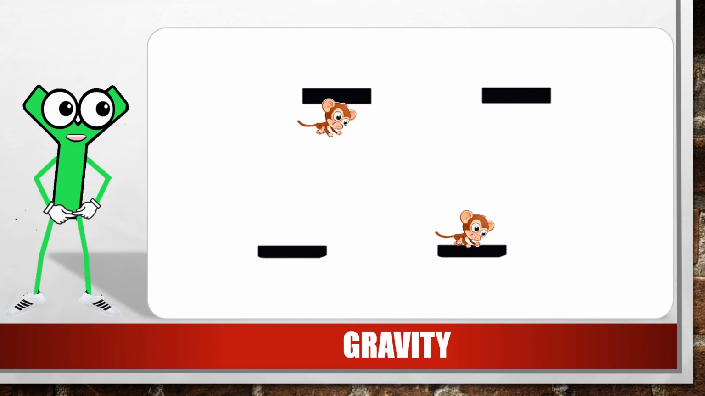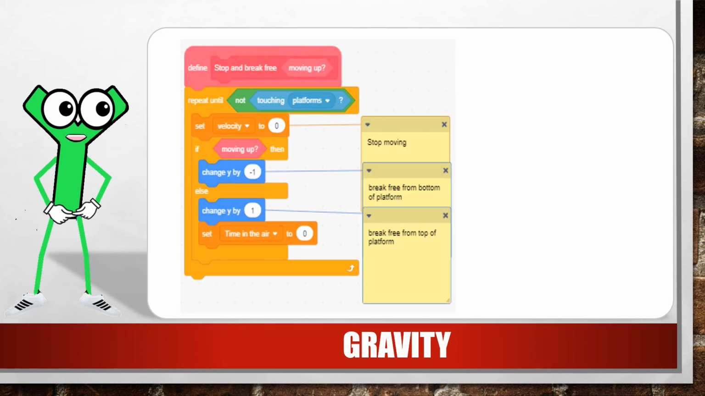Also, if the sprite touches the ground or the bottom of a platform, the sprite should stop moving. It should also not get stuck to the platforms, so you should move it away from it slightly to break loose. This example stops the sprite if it lands on a platform or bumps the bottom of a platform and breaks free from the platform. The loop executes until the sprite breaks free.